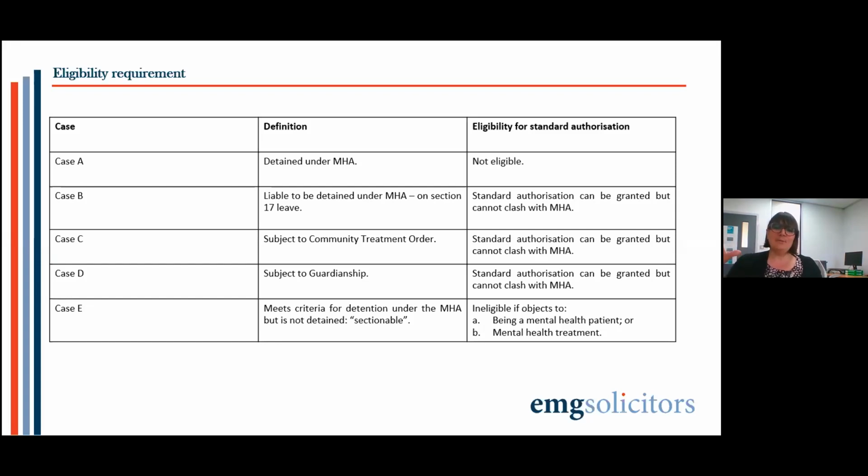Case E is the most complicated one, and it's really confusing when you read it, but essentially what it says is, if you meet the criteria for detention under the Mental Health Act, but you're not detained, so you are, that's my word, not the Mental Capacity Act word, sectionable, then you are not eligible for a standard authorization. So if you are a patient in a mental health hospital and you object to that, you should be sectioned under the Mental Health Act. You shouldn't be deprived of your liberty under a standard authorization.